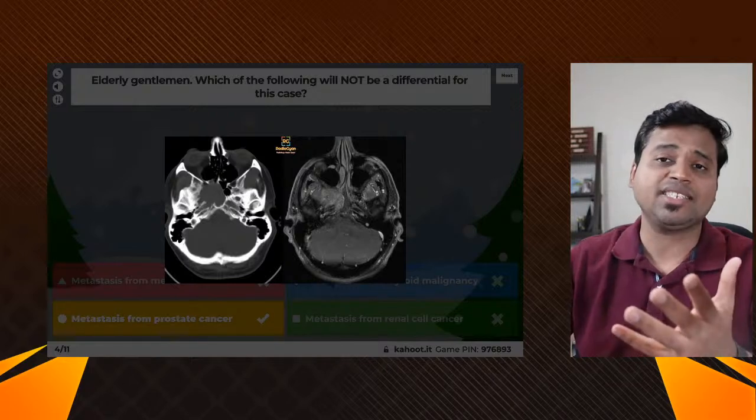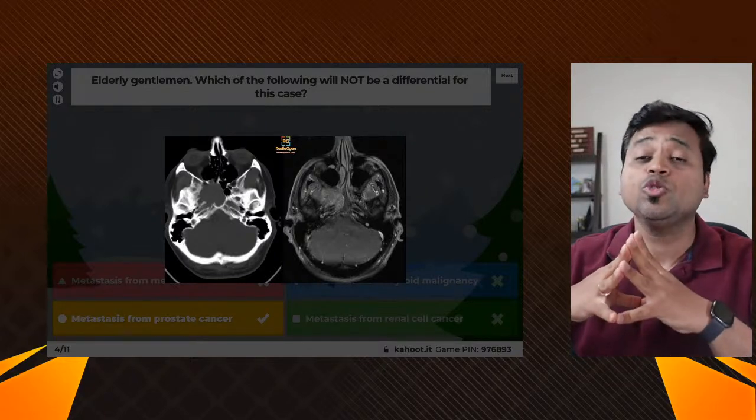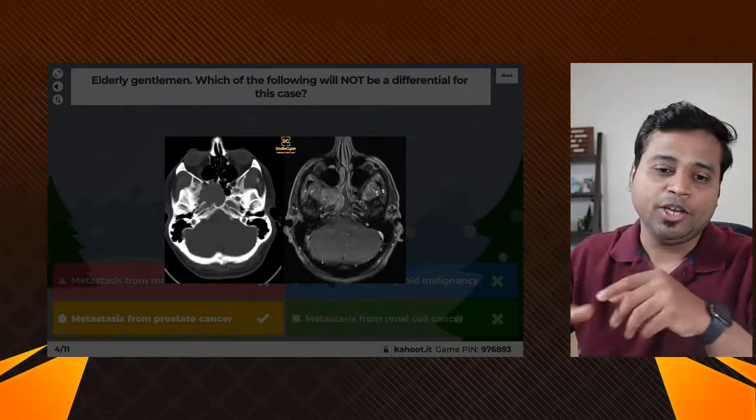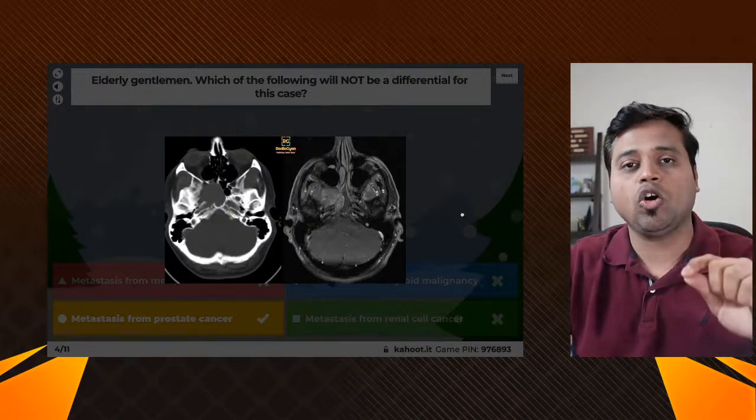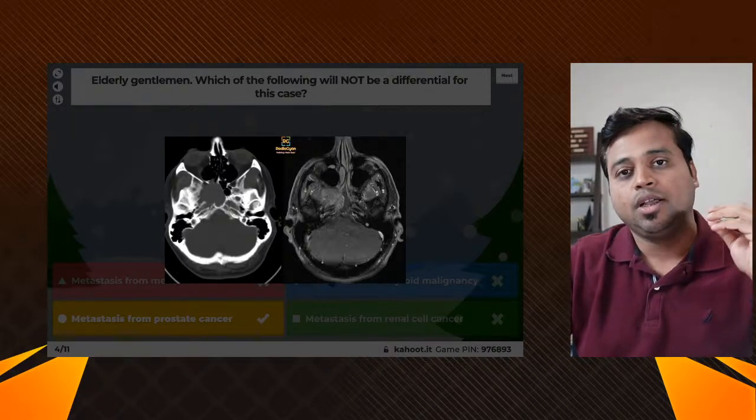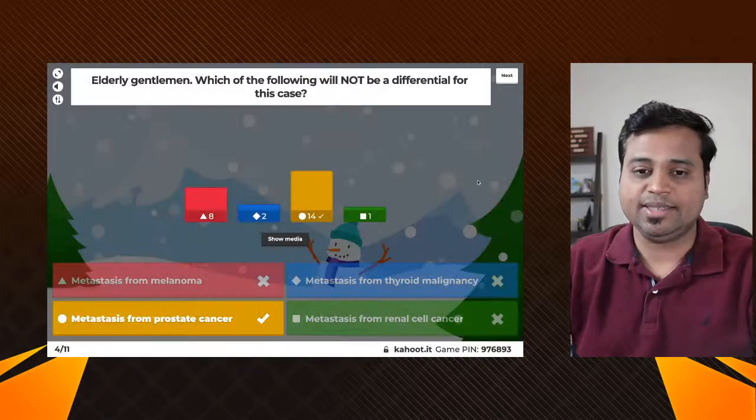There may be some expansion, but they usually are not lytic. So that was the correct answer here. All the other three can cause lytic expansile lesions.